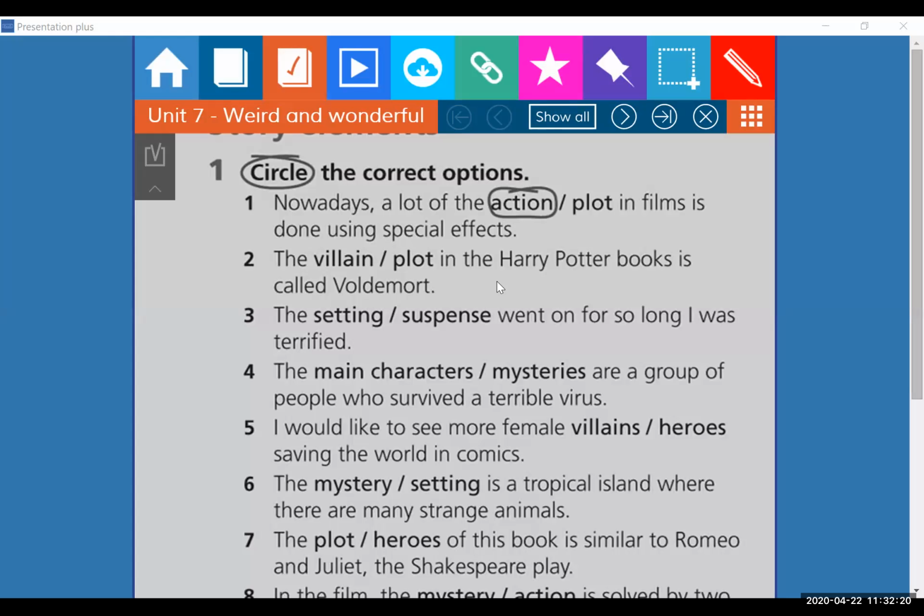How about the second? The villain or plot in the Harry Potter books is called Voldemort. The plot can be called Voldemort. Balin, I've just shared the link. I'm sharing one more time. If you want to revise all the lessons that we have covered during these last 2 weeks period of time, you can go to this channel and you can revise if you like.